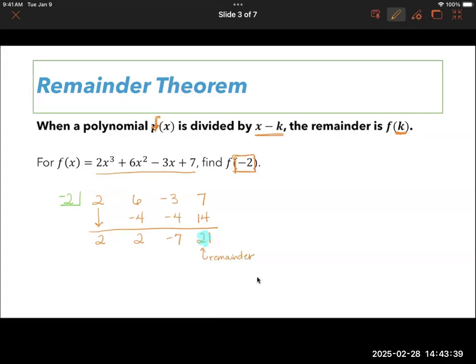But what this theorem says is that I can also say that f of -2 is equal to that remainder of 21. And if you want to prove it to yourself, you can pause the video for a second, substitute -2 in for the x's in the polynomial, and you will see that you will get the answer of 21. So this remainder theorem just gives us a nice, easy shortcut to doing that kind of evaluation.